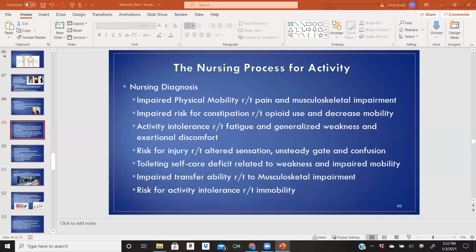So do you see that none of these have medical diagnoses in them? These are all our nursing diagnoses and all of our nursing related-tos. And just about all the things that we talked about over the last couple of slides, these are adequate nursing diagnoses that you might see your patients suffering from that suffer from immobility.